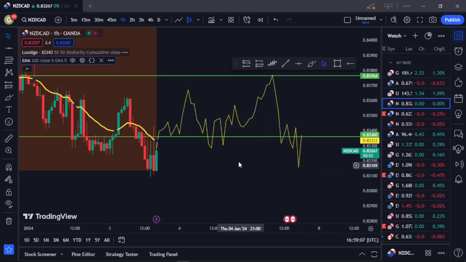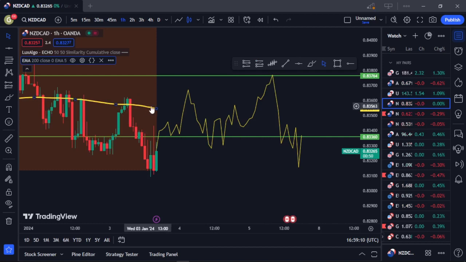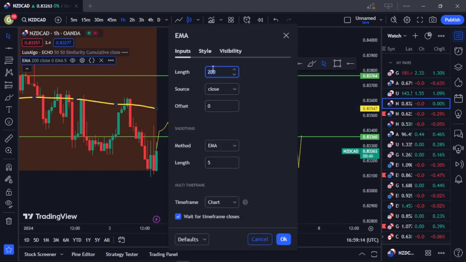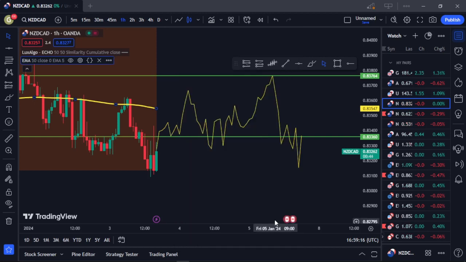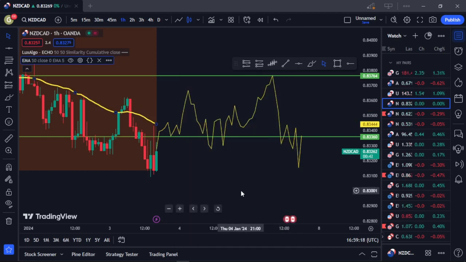Now, what you can actually do here is go over to a different moving average, which is the 200. Let's see what the 200 says. The 200 here is telling you to place a sell order. And then let's go over to the 50. The 50 is still telling you that you should place a sell order.